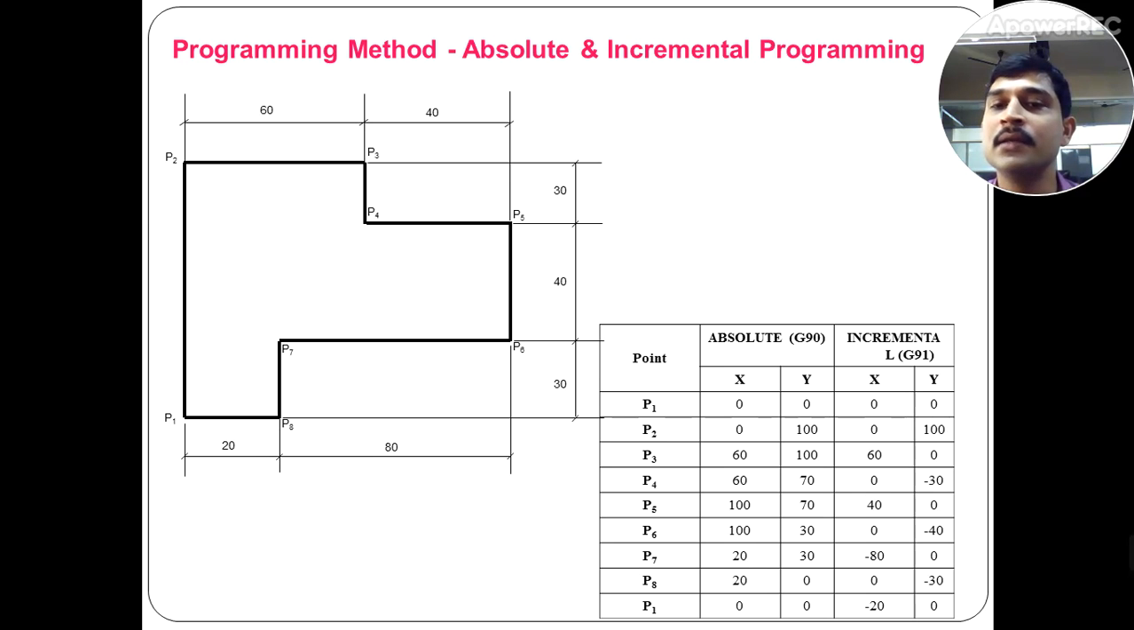So I can consider point number 6. If you want to specify the coordinates of the point P6, you have to take P5 as the reference now. In the x direction the distance between P5 and P6 will be minus 0, whereas in the y direction it will be minus 40. So in case of incremental the reference point keeps on changing, whereas in case of absolute the reference point is fixed, and the major difference is in the code, that is G90 and G91.